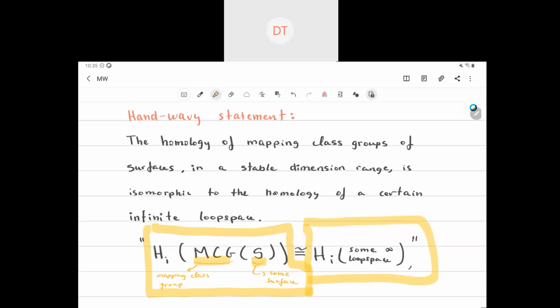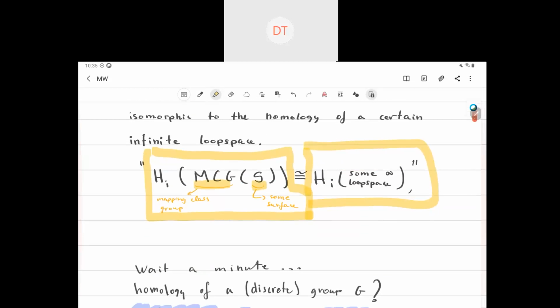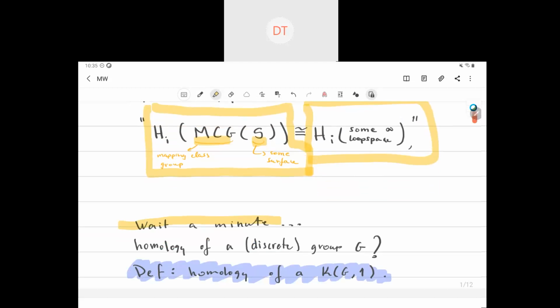All right. A small comment here is that on the left-hand side, I am talking about the homology of a group, and it's going to turn out to be a discrete group. So really, I need to tell you what that is. We're going to take it pretty much as a definition that the homology of a group is going to be the homology of a K(G,1), an Eilenberg-MacLane space, K(G,1).